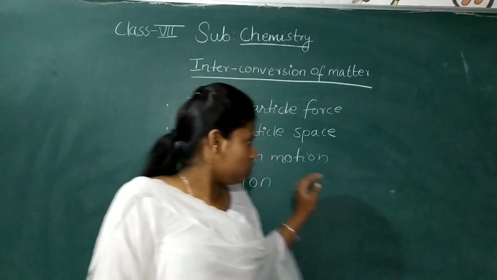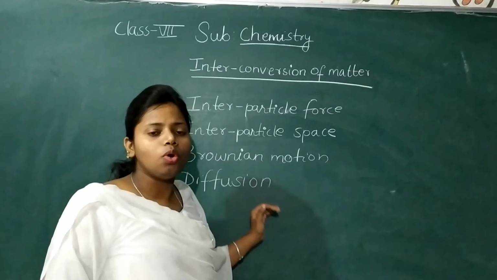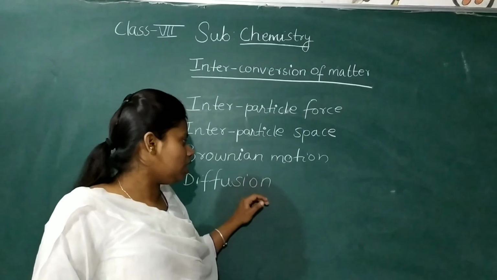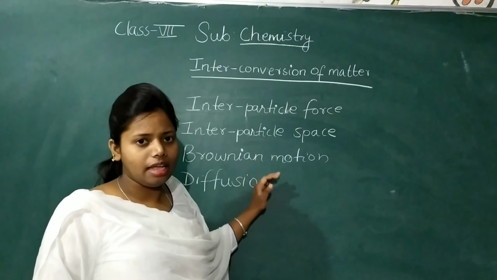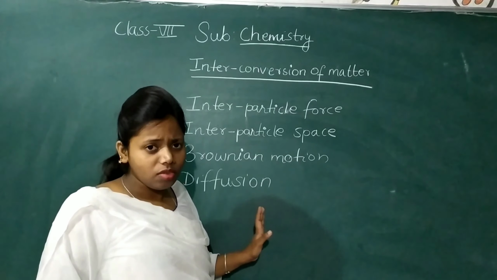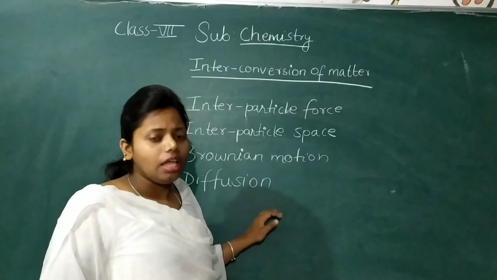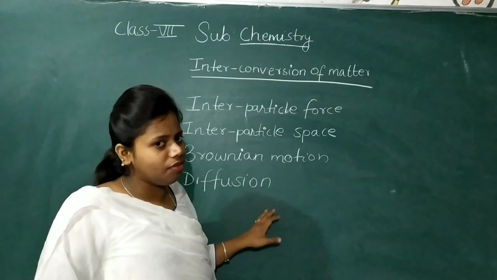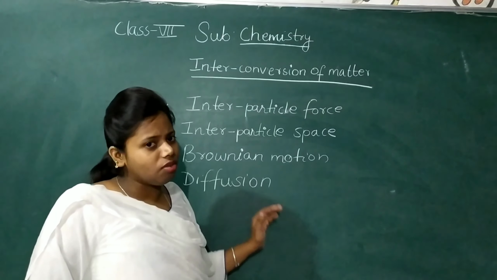Now Brownian motion and diffusion will be more in case of gas, because in gas the particles are very loosely packed and can move here and there in any direction. So it will keep on decreasing: in gas, Brownian motion and diffusion will be more, and in liquid it will be a little bit less.